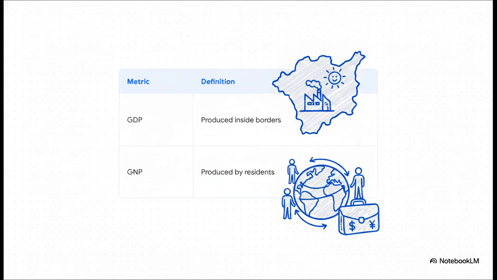Moving right along to Pillar 2, economic output. At the end of the day, a currency's value is deeply rooted in the raw, productive capacity standing behind it. We're not just talking about financial markets here. We're talking about what a country physically and intellectually creates.